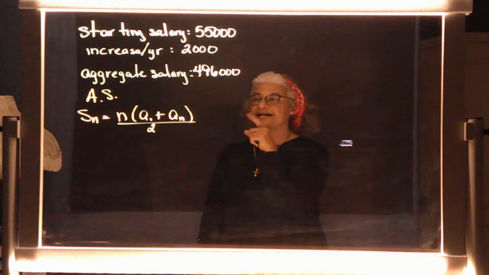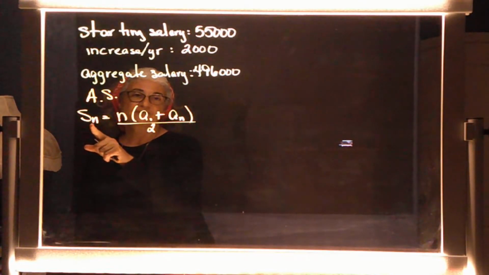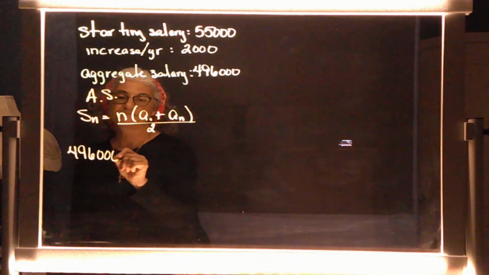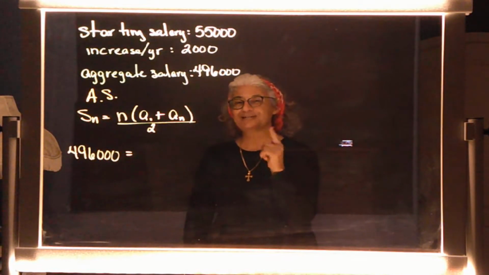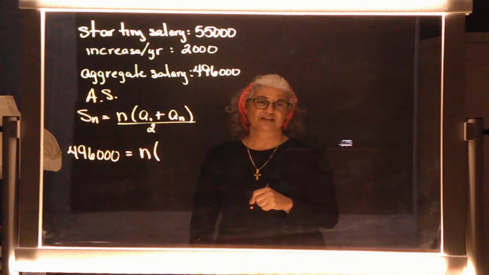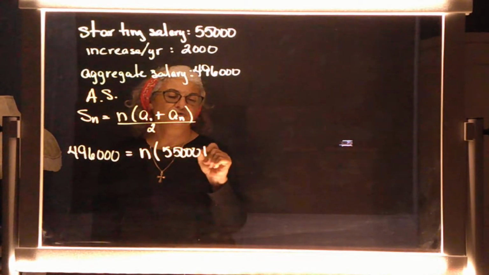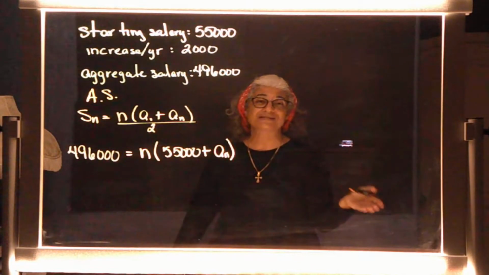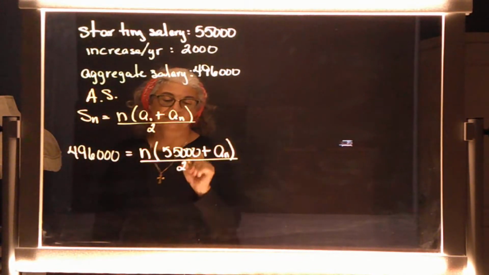All right, now let's start putting the pieces of our puzzle in, shall we? I actually know the sum in this case, don't I? Yeah, my sum is 496,000. Do I know n? Remember, they're asking for the number of years. Do I know the n? No, I don't. Do I know the first year's salary, a sub 1? Yes, that's 55,000. Do I know the a sub n? Nope, I don't, because I don't know the salary in that nth year. And all I know is it's divided by 2, isn't it?